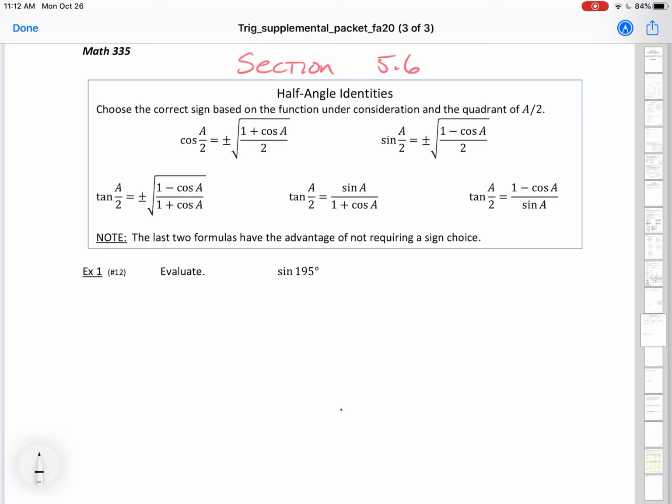They're derived in the book, so I'm not going to spend our time deriving them because you can look at that same derivation in the book. What we want to look at is what's called the half angle identities.